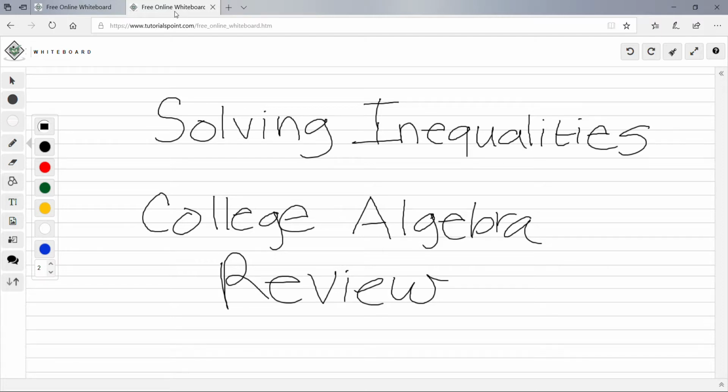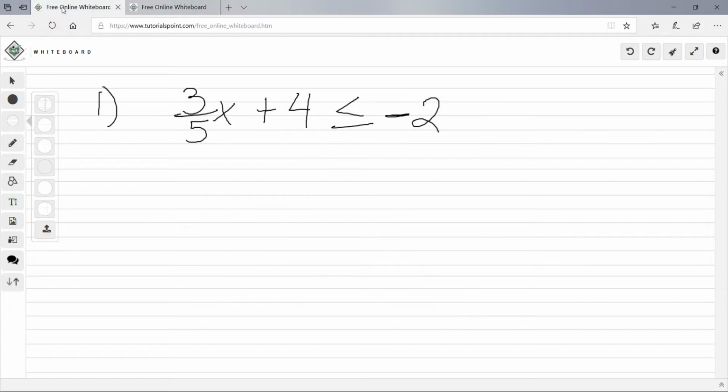Hi, so today we're going to learn about solving inequalities, and this is under college algebra review. So the first problem says we have 3/5 x plus 4 is less than or equal to -2. The problem says we have to solve the following inequalities and express the answers graphically and using interval notation.